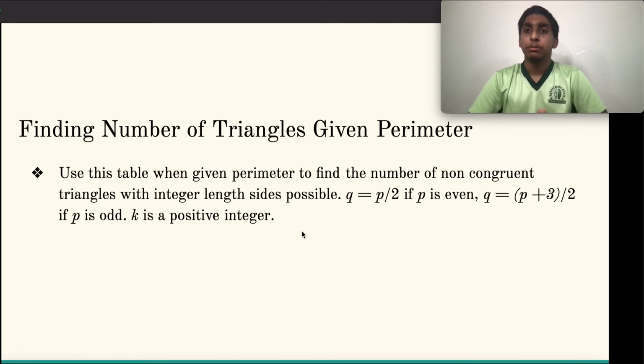Finding the number of triangles given perimeter. I have a table on the next slide where we have a given perimeter and we can find the number of non-congruent, so non-similar, triangles with integer lengths possible. Q is equal to P over 2 if P is even, and Q is equal to (P plus 3) over 2 if P is odd. k is a positive integer. So k and q might be a little confusing now. It'll make more sense when I show you the table. You can see how they're used. But for now, just know if your perimeter is even, you can find q by doing p over 2. If your perimeter is odd, just do (p plus 3) over 2.